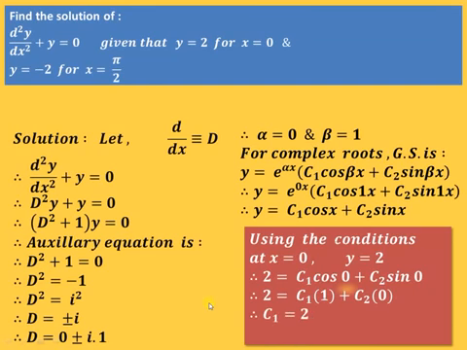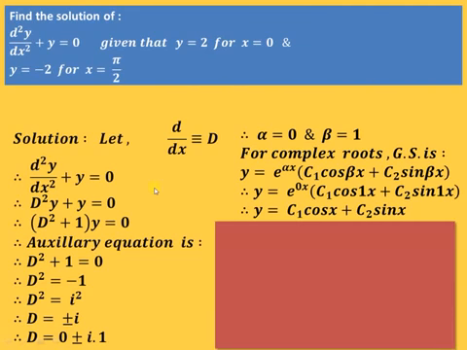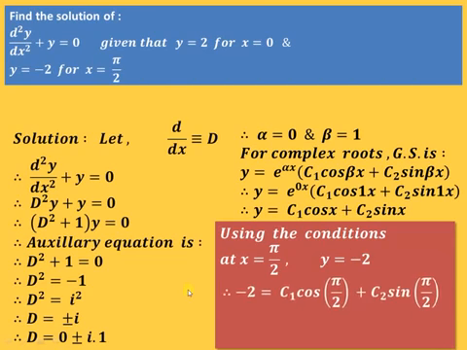Similarly, using the other boundary condition, at x is equal to pi by 2, y is equal to what? It is minus 2. So that also we can substitute in the general solution. In place of y it is minus 2, and in place of x it is pi by 2. Now we know that cos 90 degrees is 0 and sin 90 is 1. So it is c1 into 0 plus c2 into 1. We can say that the value of c2 is minus 2.